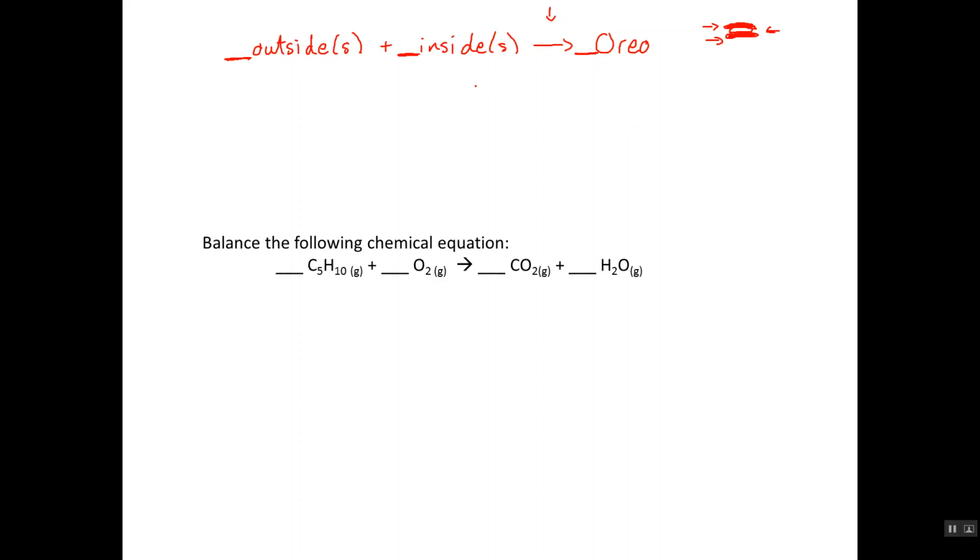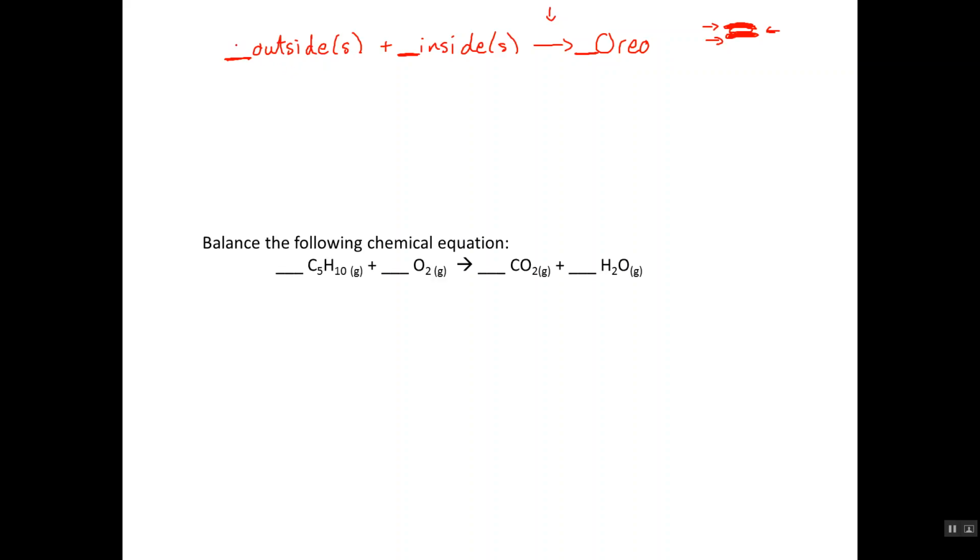So technically right now, this equation for the making of an Oreo cookie is violating the law of the conservation of mass. Because by writing the word Oreo, I'm trying to say I've got 2 outsides and an inside. Well, on my starting material side of the equation, my reactant side, I'm saying I'm starting with 1 outside and 1 inside. Well, that doesn't make a whole Oreo. Where'd the other outside come from? It can't just appear out of thin air.